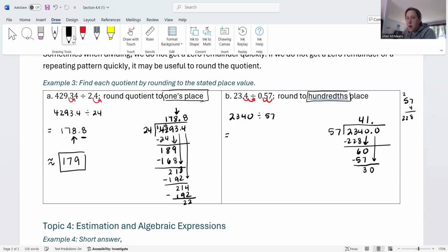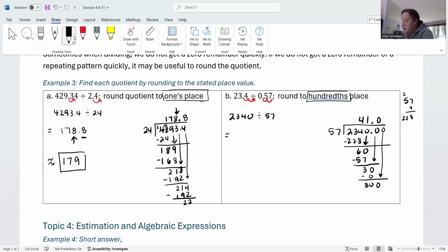Now here's the thing, you have to remember this. As soon as you drop something down, you have to put something in your quotient. So we drop down a 0. I know that 57 will not go into 30, but I have to put that in my quotient. I have to put that 57 goes into 30 0 times, and then 0 times 57 is 0. So I'm left with 30, add another 0 and drop it down.